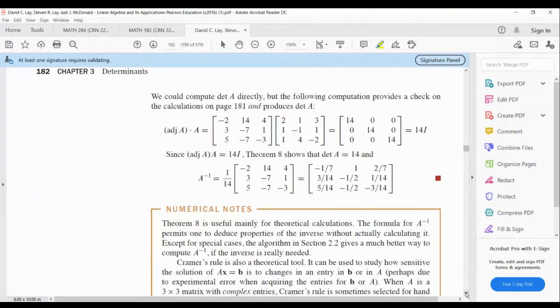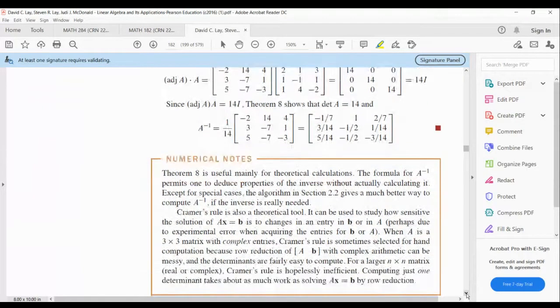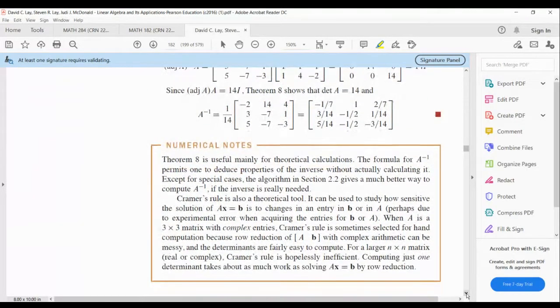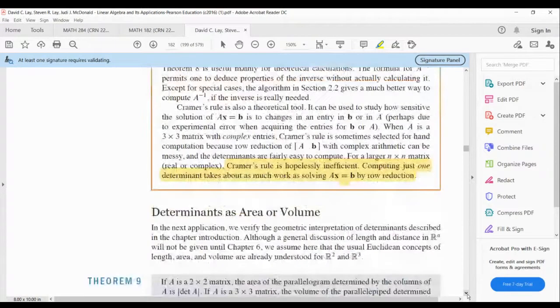They do talk about how it's used in theoretical calculations. There are always these numerical notes that they talk about. And they're saying Cramer's rule is not as efficient as, for instance, the row operations in the numerical notes, but you can use it for theoretical purposes. But let's move on here.